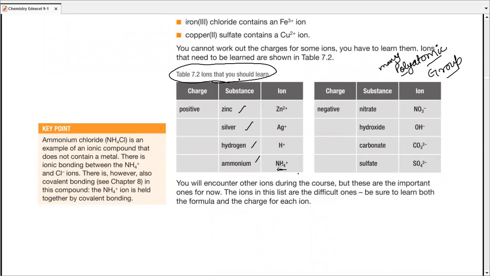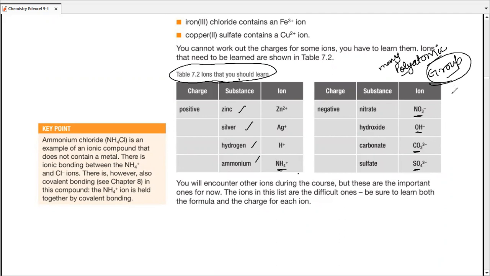Take a look. This one is made up of 5 atoms: one nitrogen atom, 4 hydrogen atoms. This one is made up of 4 atoms: one nitrogen, 3 oxygen, sorry. This one is made up of 2 atoms, one oxygen, one hydrogen. This one is made up of four, one carbon, 3 oxygen. This one is made up of five, one sulfur, 5 oxygen. So these are all polyatomic ions.